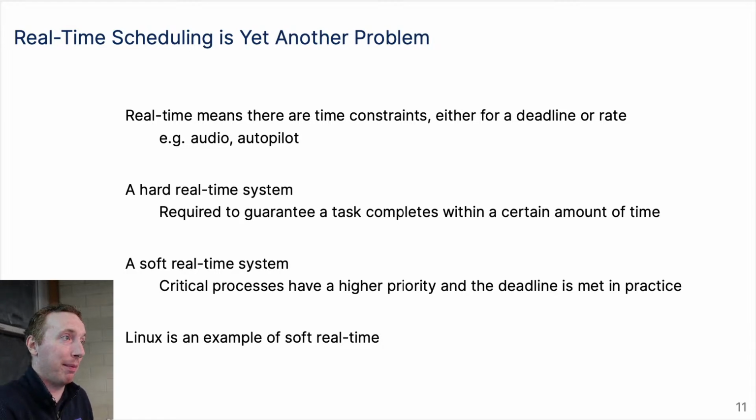Another thing that might be very important is something like an autopilot. It needs to react within a certain time period or otherwise your plane crashes and that's no good. There are kind of two types of real-time systems. Hard real-time systems are absolutely required to guarantee a task completes within a certain amount of time, and that is a very, very difficult thing to do. Typically it's meant for microcontrollers, where you can actually count the number of clock cycles that an operation might take to guarantee it happens within 10 microseconds or something like that.